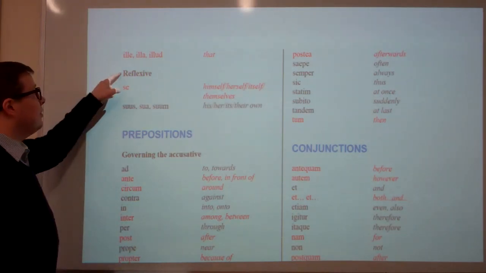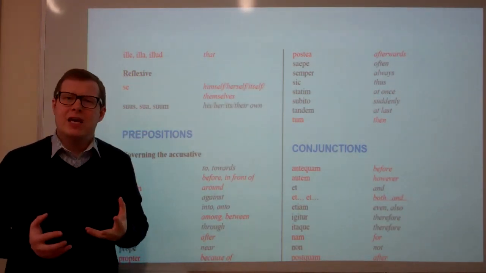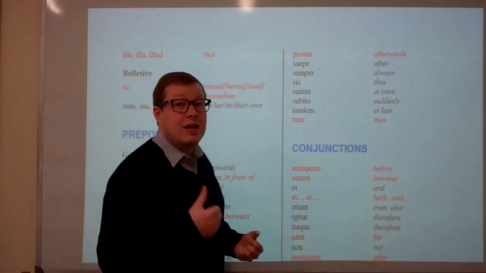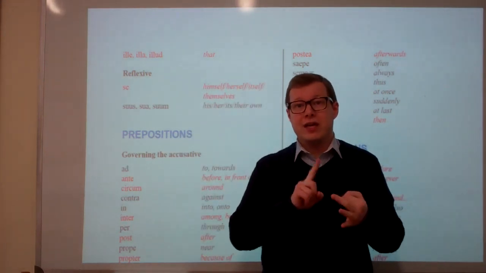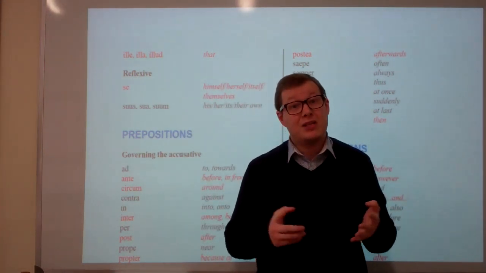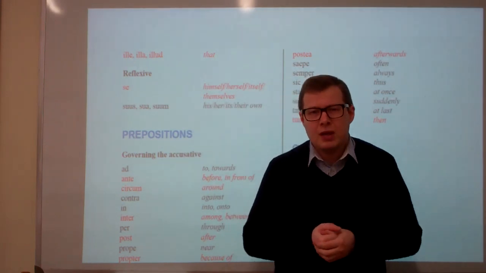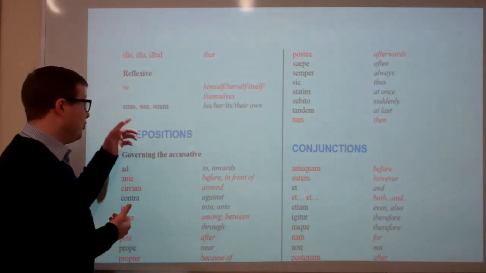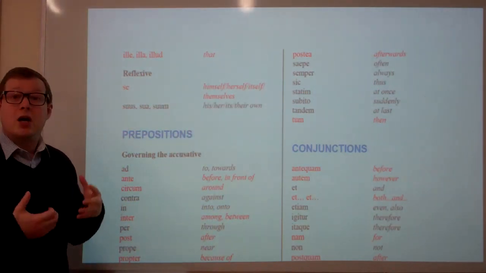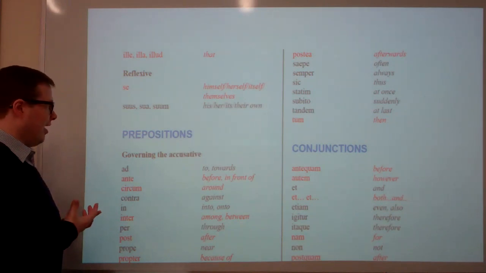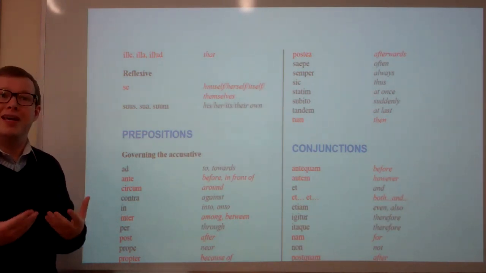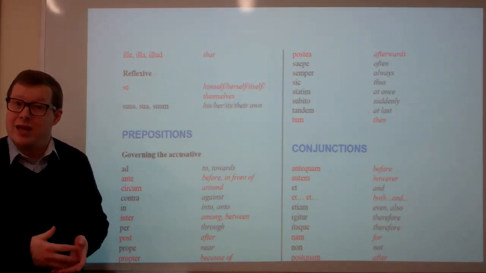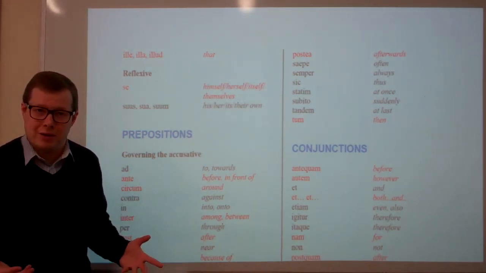Finally, there are some reflexive pronouns. If something's reflexive, it's referring back to the subject of the sentence. So se can mean himself, herself, itself, or themselves, depending who the subject of the sentence is. Nero killed himself. We also have suus, which is a reflexive possessive pronoun. His own, her own, its own, or their own, again referring back to the subject of the sentence. The Emperor Nero killed his own mother. True story.